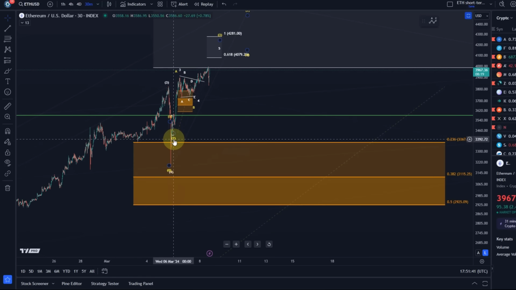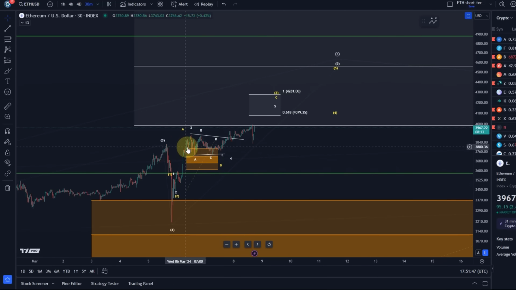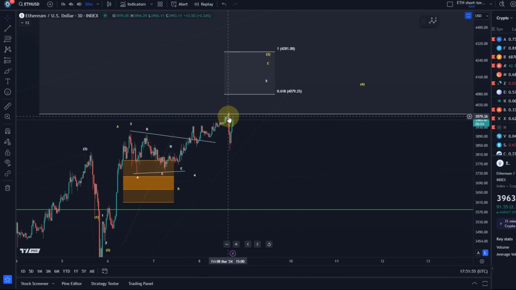I would argue a lot of people didn't use it because we only had a wick into it and then a reversal. But then here we had a few days where the price spent some time, since Wednesday, in this support region. We had a flush out of the apes here earlier today, and now we are already climbing again.